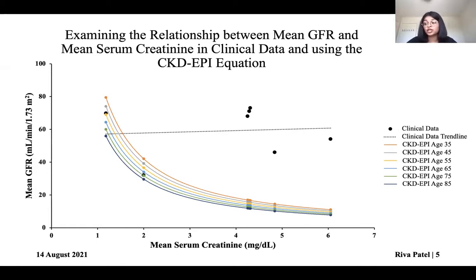The CKD-EPI equation depicts a negative trend, whereas the clinical data demonstrates a positive trend. As depicted on both graphs, the data is sparse, and it does not fit with what the equation is outputting. Both graphs reinforce the notion that the current epidemiological equations for assessing AKI may be inadequate for AKI diagnosis.